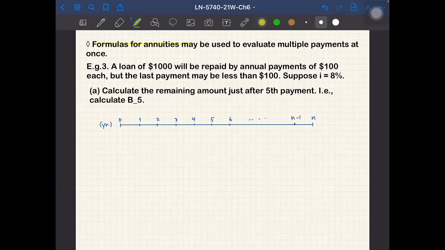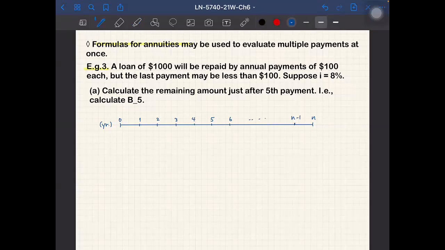Okay, so example 3. A loan of $1,000 will be repaid by annual payments of $100 each. But the last payment may be less than $100. Suppose i is equal to 8%. The question is to calculate the remaining amount just after the fifth payment, that is, to calculate B5.